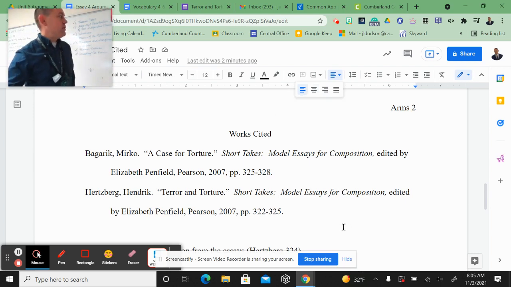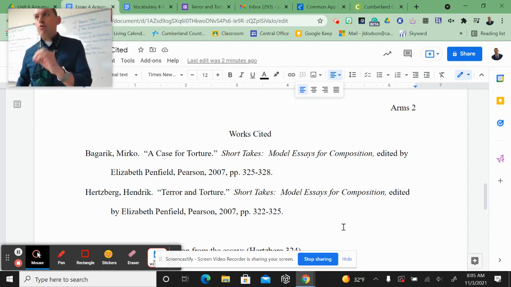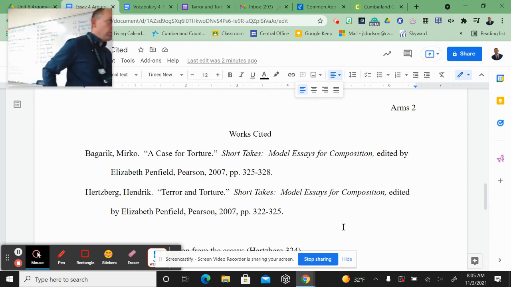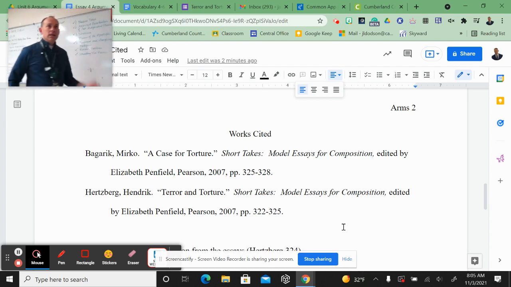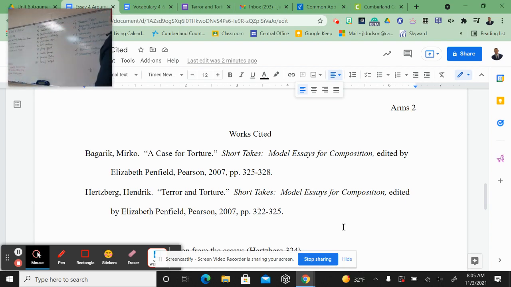And then here are the 2 MLA formatted entries that I'm giving you for these 2 essays. So a couple of things to point out about doing a works cited. It's always going to be in alphabetical order. So that's why Bajeric comes before Hertzberg. You're always going to have author's last name, comma, first name, period. And this is not my rules. This is MLA's rules. If you don't do the periods, if you don't do the commas, it's incorrect.